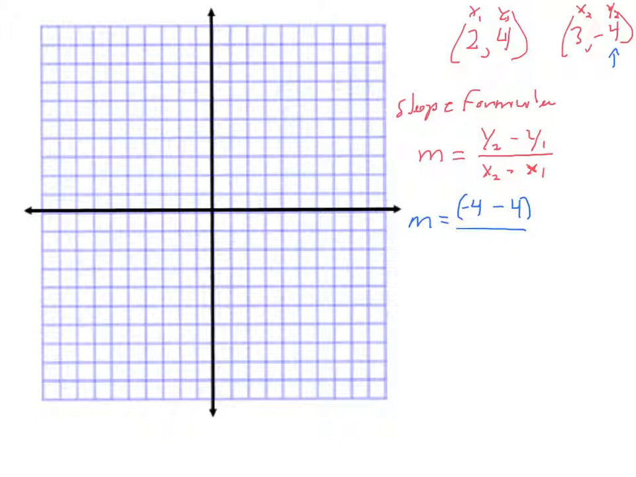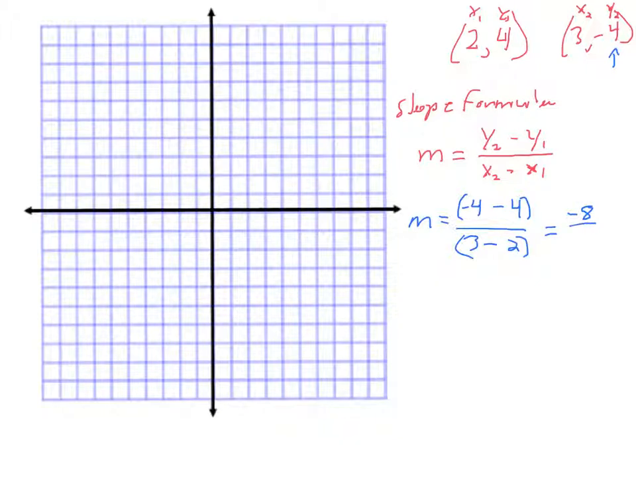Then we have the bottom of the fraction. We do x2, which is our 3, minus our x1, which is our 2. Okay, we've got to do those two things before anything else, before we simplify or anything like that. Okay, so we do the top. What is a negative 4 minus 4? Well, think about it. They're both bad guys. So 4 bad guys and 4 more bad guys. That makes a total of 8 bad guys.